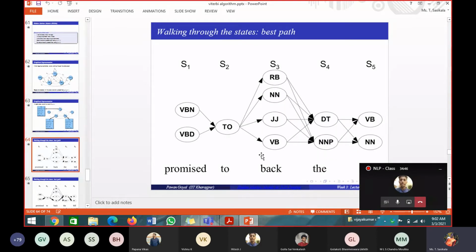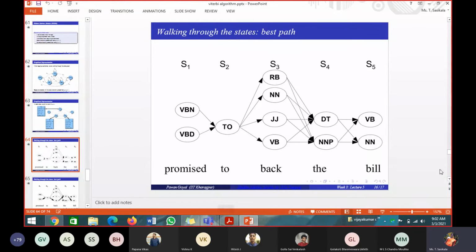Okay, so see here: promised to back the bill. I have a sentence given, promised to back the bill, and for this sentence I have taken S1, this is S2, this is S3, this is S4, this is S5. I have taken 5 words, labeled as S1, S2, S3, S4, S5.